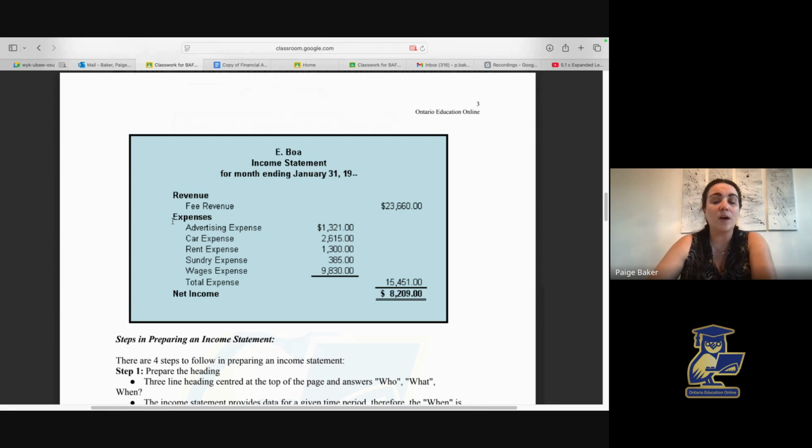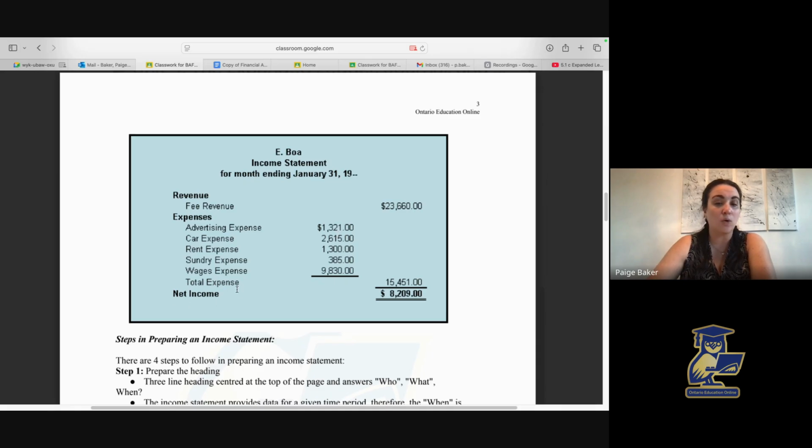Okay, then we have our expenses. Again, we have our heading here. If you're going to bold or underline, it's up to you depending on if you're using a computer or doing it by hand. And then you have your expenses listed. As you can see, they are listed in alphabetical order here. So our first expense account will also have a dollar sign, just like with the balance sheet. Our first number is going to have that dollar sign. And because we have more than one expense account, we have to add them together. So again, this single underline under the wages expense is going to show that we're adding these expenses together.